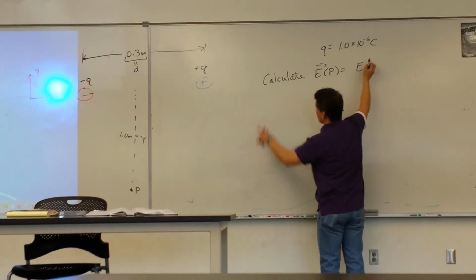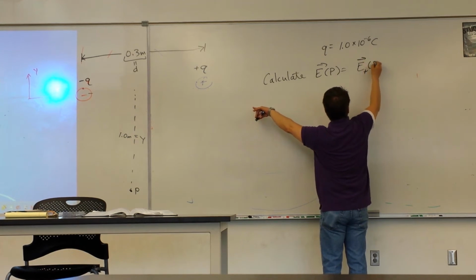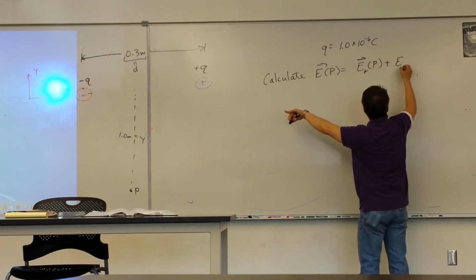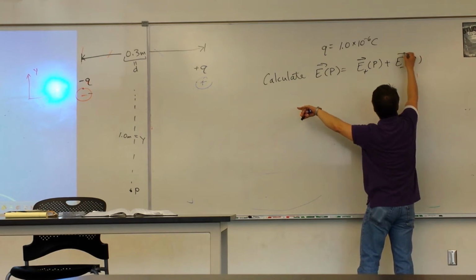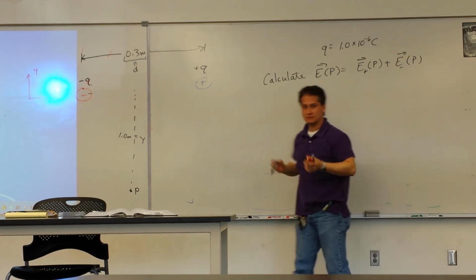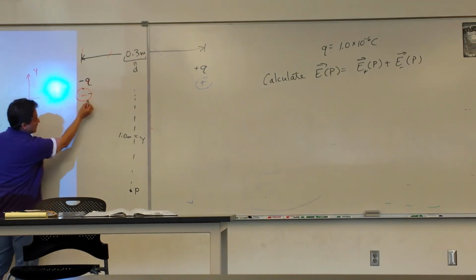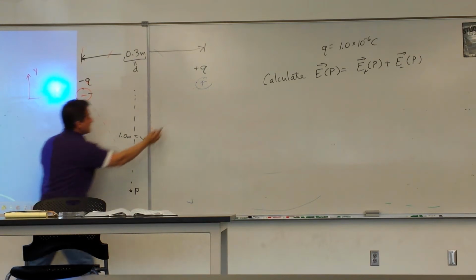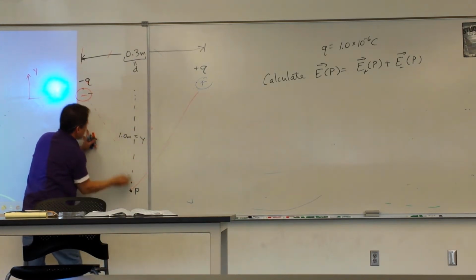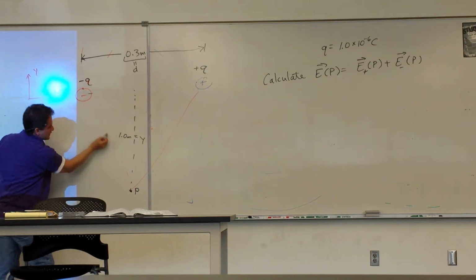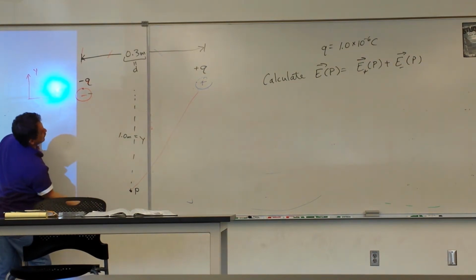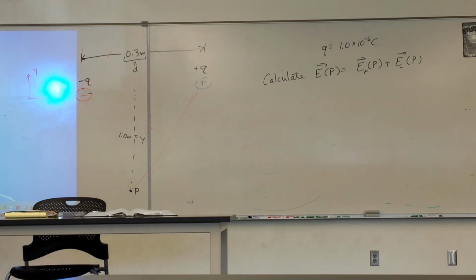E of P is going to be related to the electric field due to the positive charge plus the electric field due to the negative charge. So we need to know to calculate. So these are the lines of action, more or less. Perfectly symmetric, right down the middle.